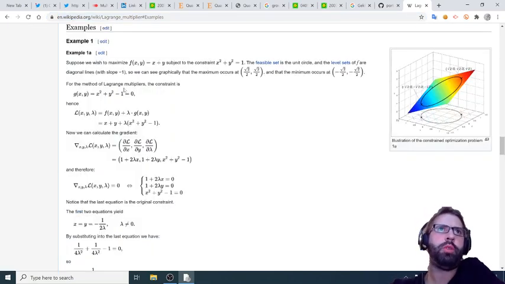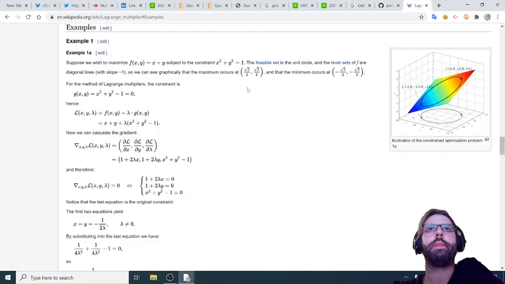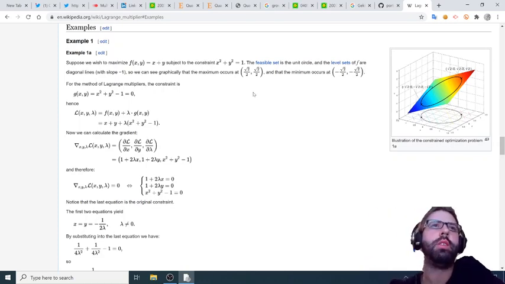So suppose we wish to maximize x plus y subject to the constraint that x squared plus y squared is 1. In our case, you want to minimize a function, your cubic function, with a constraint that it all adds up. With that constraint, the k thing, right? That the sum equals k. The feasible set is the unit circle, and the level sets of f are diagonal lines of slope -1. I have no idea what they're talking about.